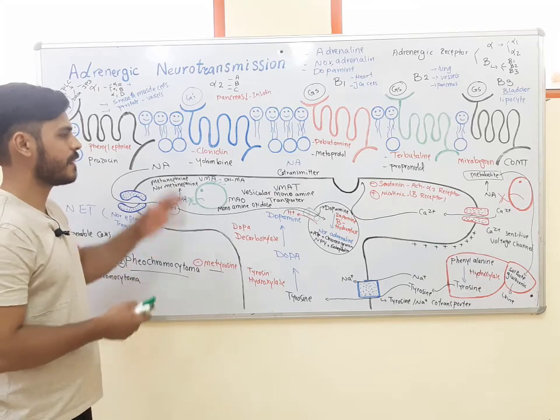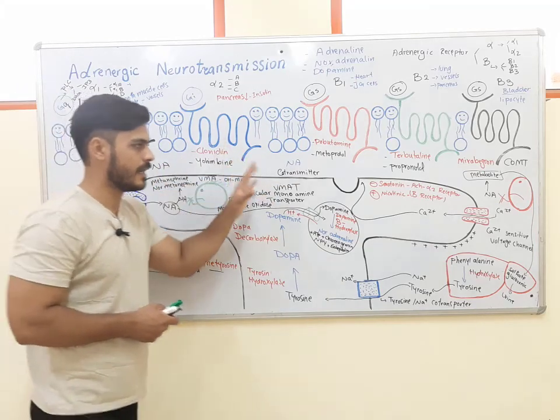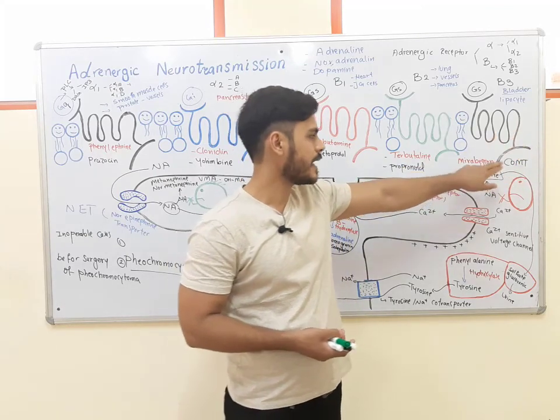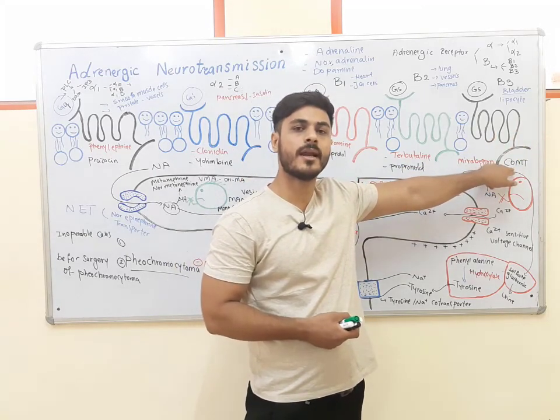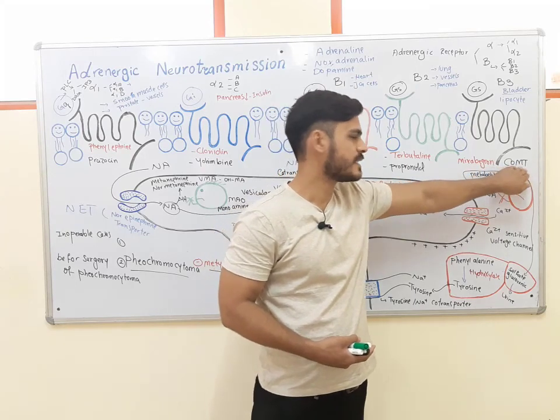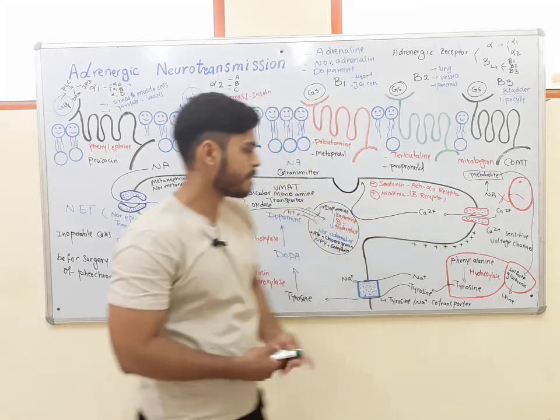But if this adrenaline or noradrenaline is in the adrenal gland, we can terminate the action of noradrenaline and adrenaline in the adrenal gland mainly by the help of this enzyme called COMT.